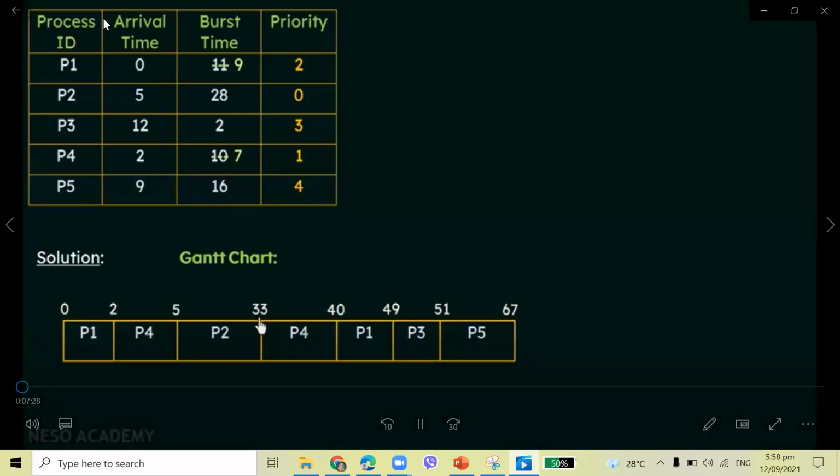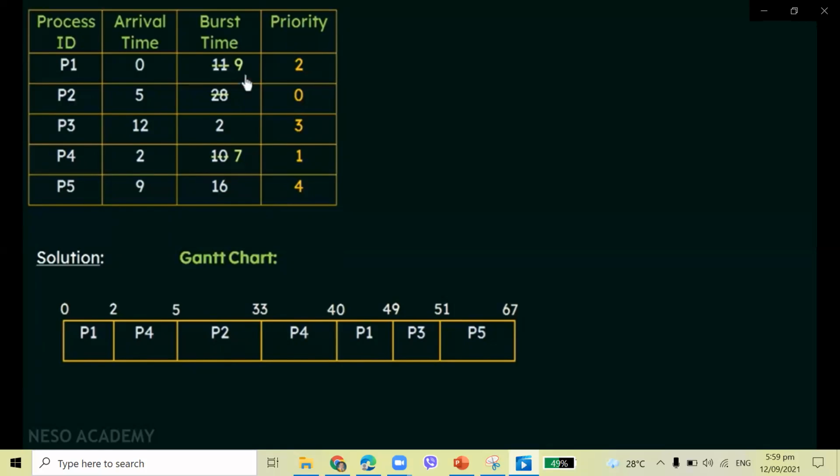Alright, now at 33 milliseconds, P2 will release the CPU and let's see what are the next processes that we have and who is going to get the CPU next. Now if we look here, let's just cross out P2 because P2 has completed its execution. Now in the remaining processes, which is the process having the highest priority? So we have P1 with a burst time of 9, P3 with a burst time of 2, P4 with a burst time of 7, and P5 with a burst time of 16. Now the arrival times don't matter because they have all arrived and they are all waiting in the ready queue. So among these 4 processes that are present in the ready queue, the process with the highest priority will be the next to get the CPU.